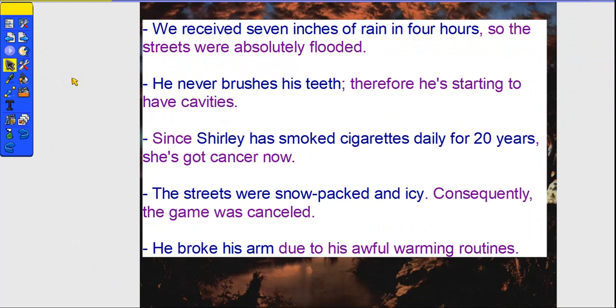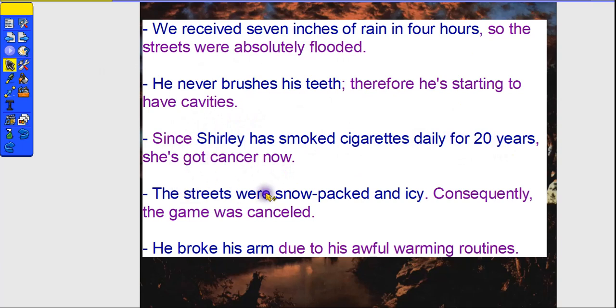These are some examples that I have designed for you. We received 7 inches of rain in 4 hours, so the streets were absolutely flooded. He never brushes his teeth, therefore he's starting to have cavities. Since Shirley has smoked cigarettes daily for 20 years, she's got cancer now. You see? I'm reversing the order using since in this case.